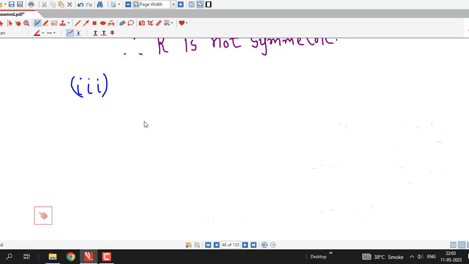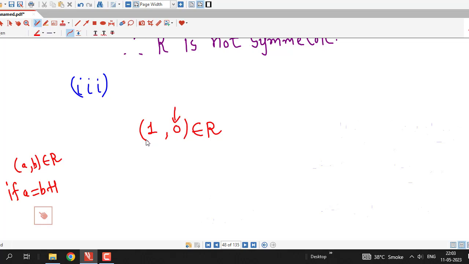So suppose I consider this element. Here I consider 0, then I have 1, that is 1 equals 0 plus 1. So (1, 0) belongs to R. Recall that the definition of the relation is (A, B) belongs to R if A equals B plus 1. Here B is 0 and 0 plus 1 is 1. Therefore this is in the relation R.